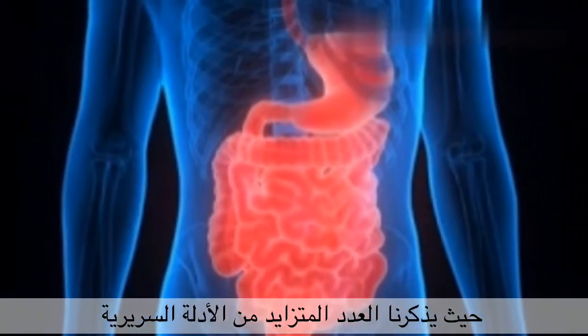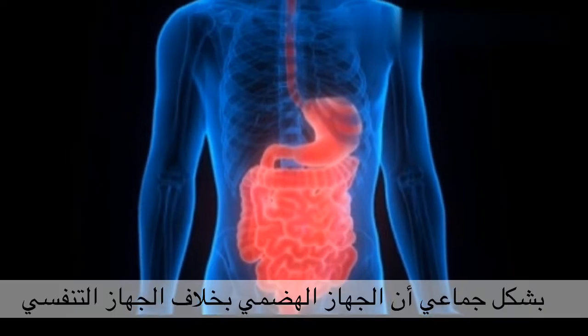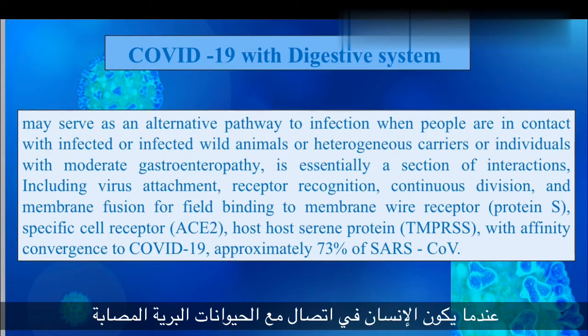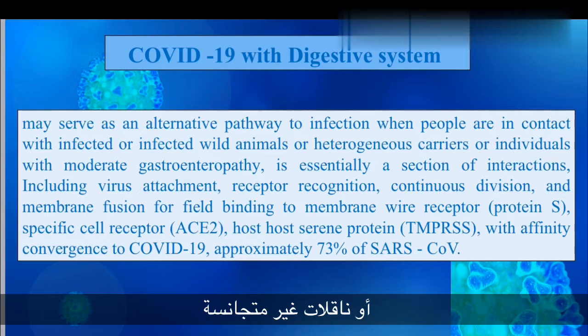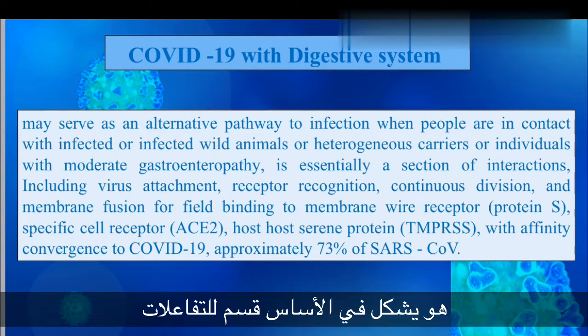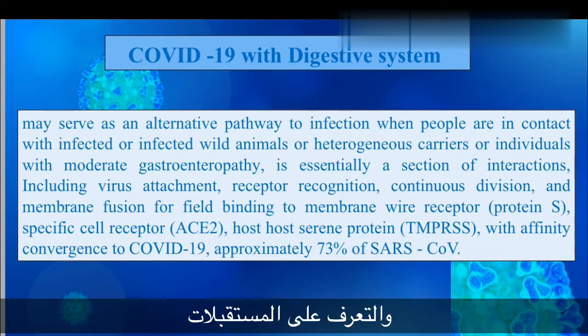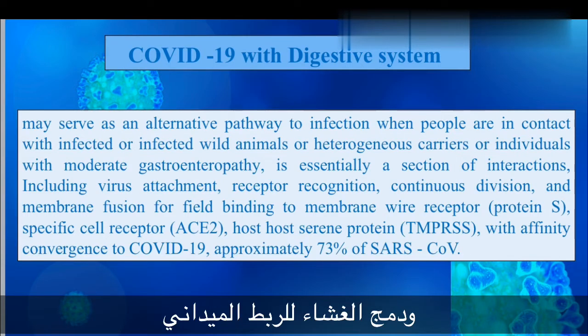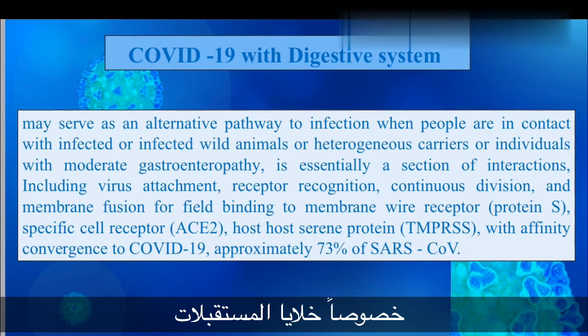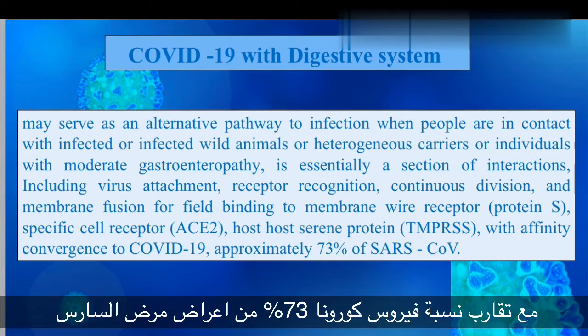Increasing numbers of clinical evidence collectively suggest that the digestive system, other than the respiratory system, may serve as an alternative pathway to infection when people are in contact or in touch with infected wild animals, or a heterogeneous carrier and individual with moderate gastroenteropathy. An essential section of the interaction includes virus attachment, receptor recognition, protein cleavage, and membrane fusion for full binding to the membrane receptor. The special cell receptor host protein will converge with COVID-19, approximately 73% of SARS-CoV-2.